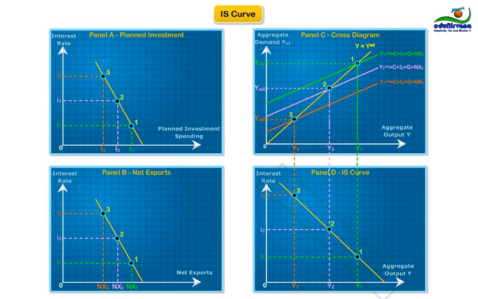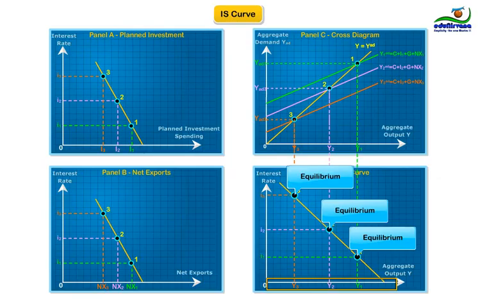The IS curve traces out the points at which the total quantity of goods produced equals the total quantity of goods demanded at different interest rates. It describes points at which the goods market is in equilibrium at different interest rates. Said another way, for each given level of the interest rate, the IS curve tells us what aggregate output must be for the goods market to be in equilibrium.